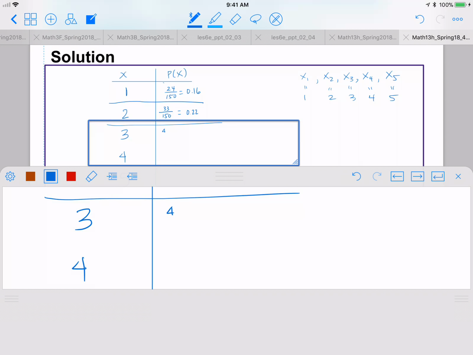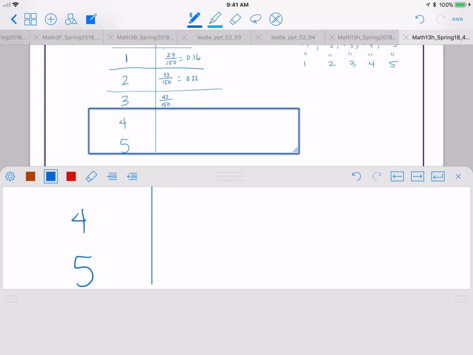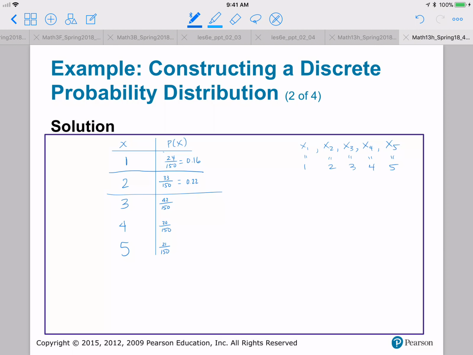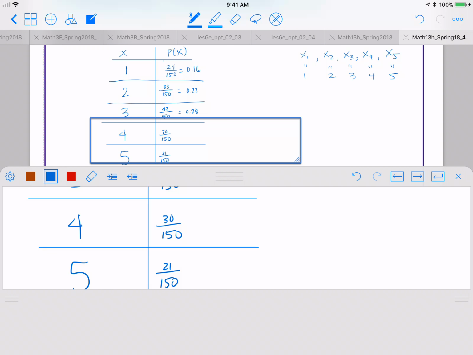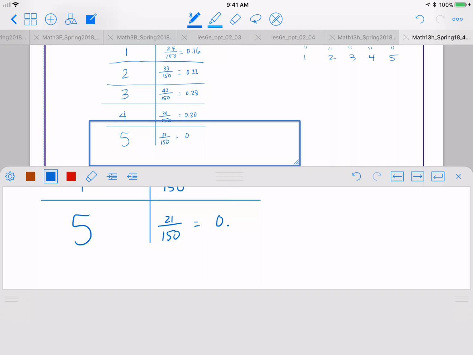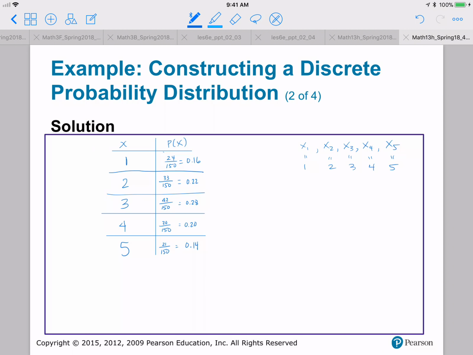So this will be 42 out of 150, 30 out of 150, and then 21 out of 150. Okay, let me make my little lines here. Let's see here. So 42 out of 150, that is equal to, using my calculator, 0.28. Now, what about 30 out of 150? That is equal to 20%, 0.20. And 21 out of 150 is equal to 0.14. Okay.